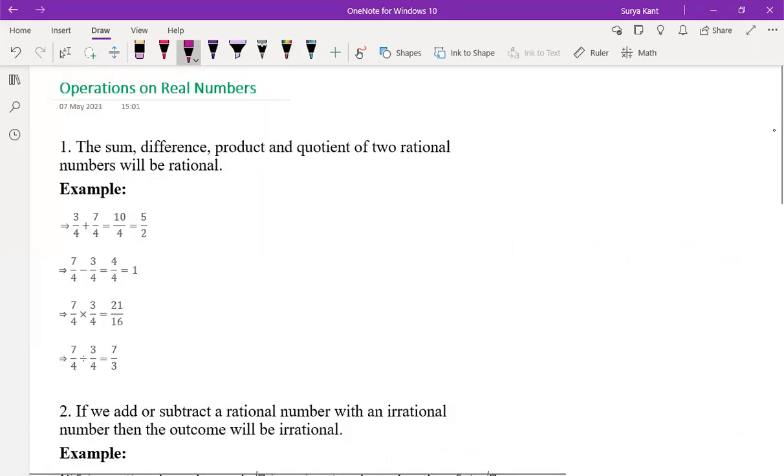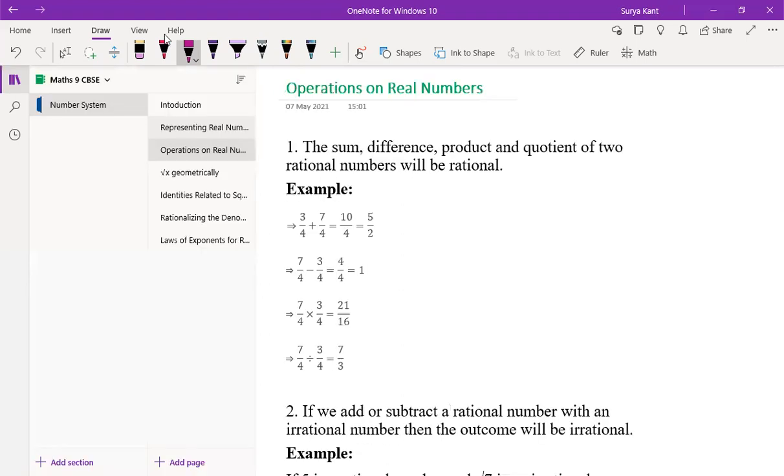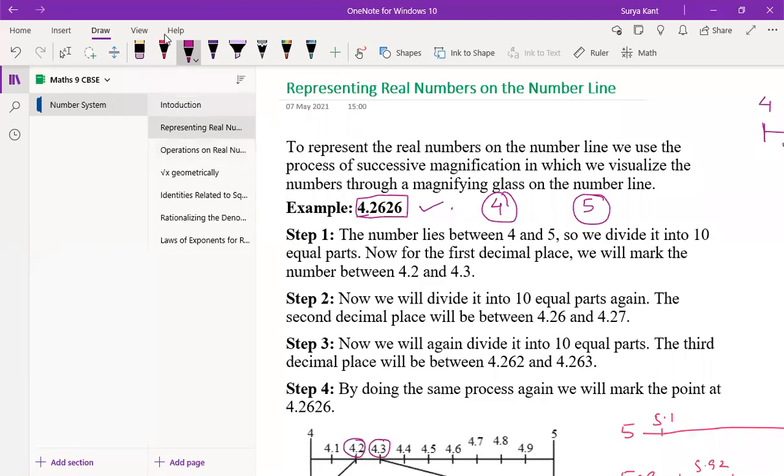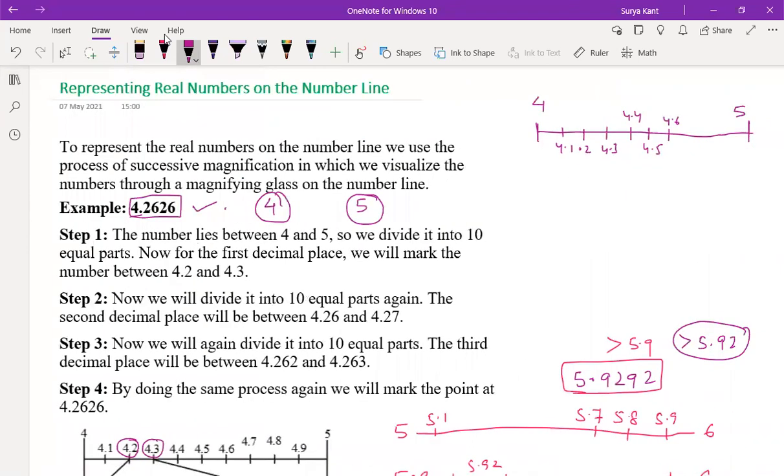Sir, can you say how to represent irrational numbers on a number line, like root 2, root 3? You are saying root 2 on a number line? Yes, sir, root 2. I think we have to do it with compass.